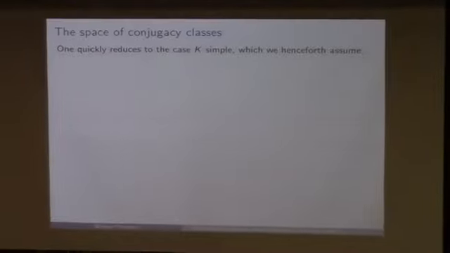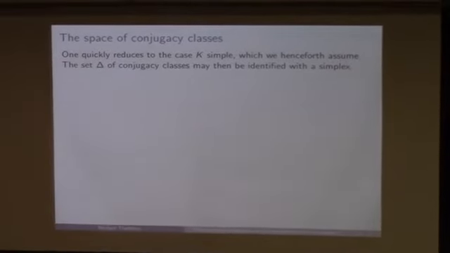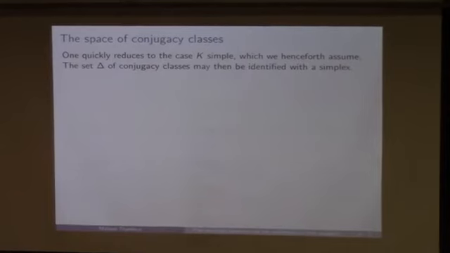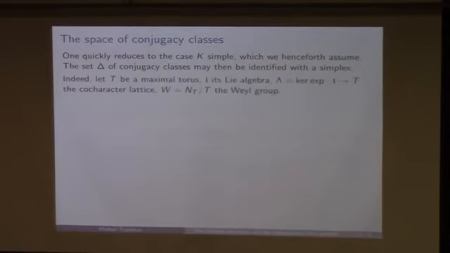And in this case, the set of conjugacy classes can be identified with a simplex. If you get bored, you could think about the case of U2, the unitary group. In that case, the space of conjugacy classes is a Möbius strip. So we don't want that. Let's assume that the group is simple, like SUN.